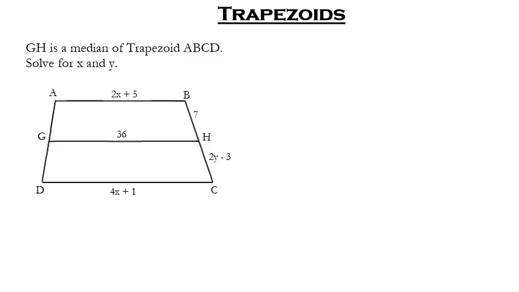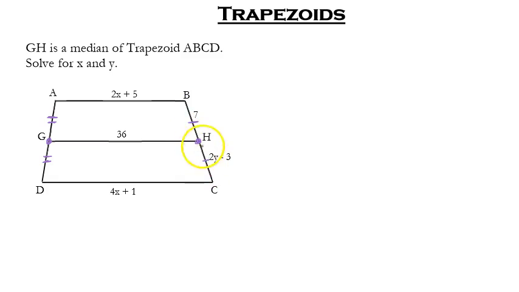First, a median meets at the midpoint, so that means that G and H are both midpoints, which means these are congruent segments and these are congruent segments. The second thing to remember is that the median, the mid-segment, is the average of the two bases for your trapezoid. So first, let's go ahead and find y. That's going to be the easier one.